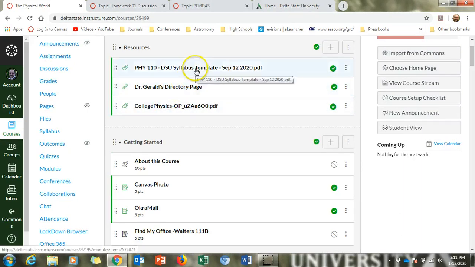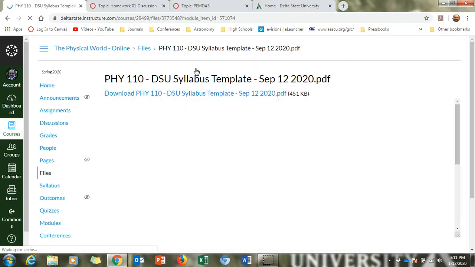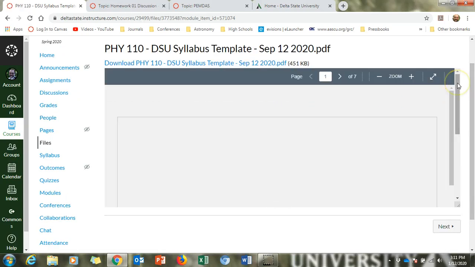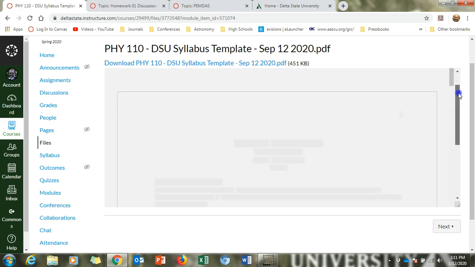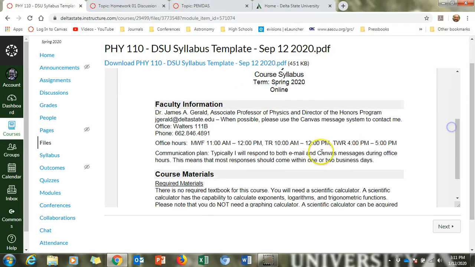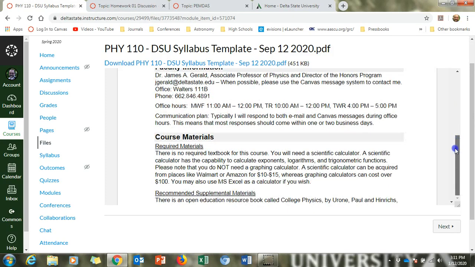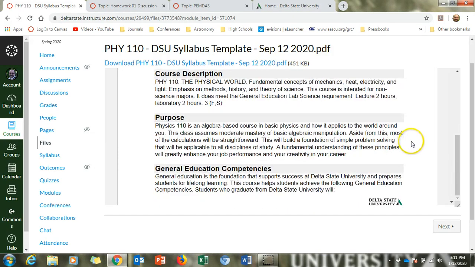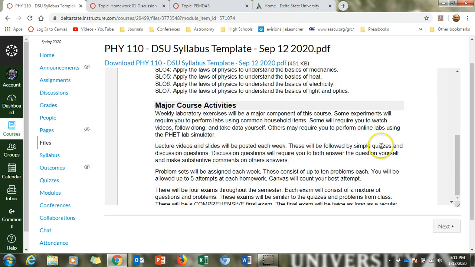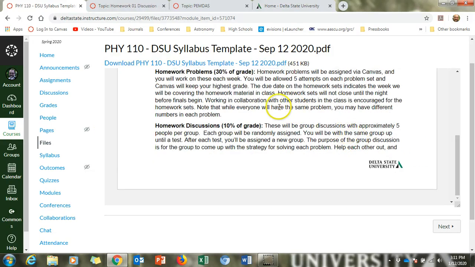And let's take a quick look at the syllabus. A few key points. Okay, you have my office hours here. You have our subject learning outcomes, which map onto different modules. Homework's 30%. Discussion problems, the homework discussion problems are 10%. So your group work on the homework is 10%, and your individual work on the homework is 30%.